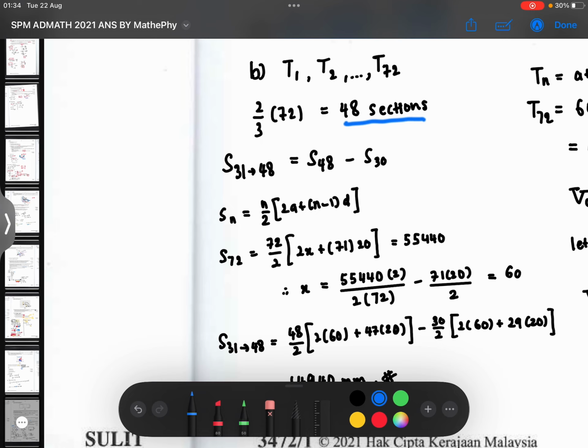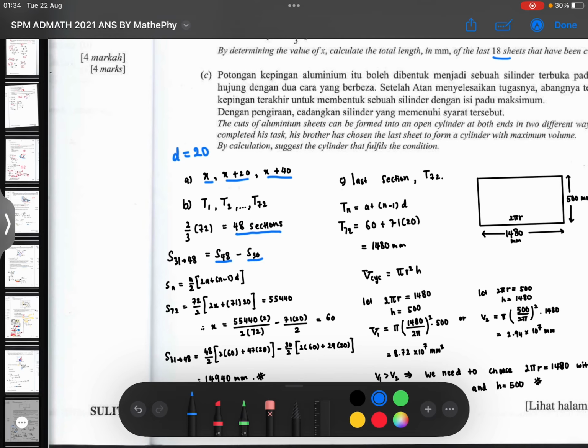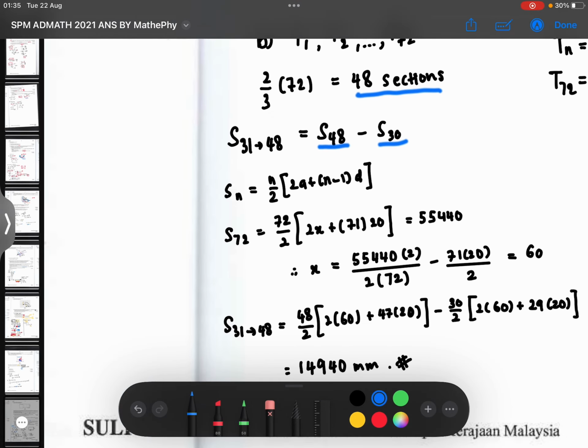So by means of this, you find the sum of all 48 terms, and then you minus the sum of the first 30 terms. So what's left behind is the last 18 sections, or last 18 sheets, of the aluminum, like that. Okay, do you understand?